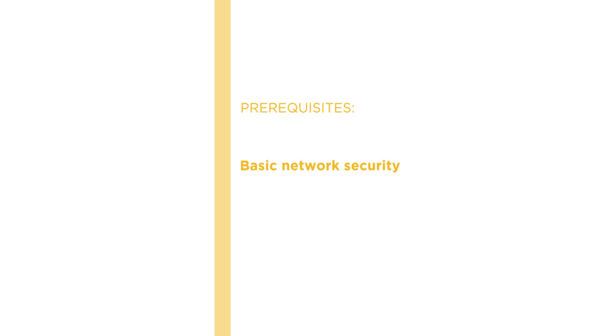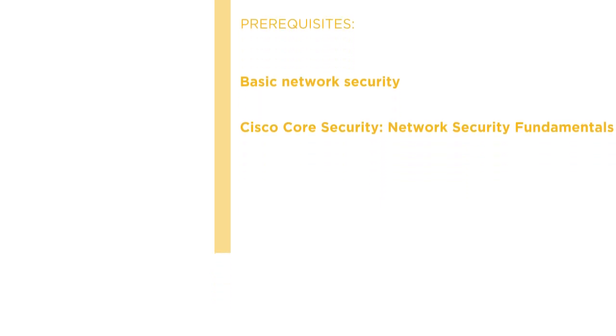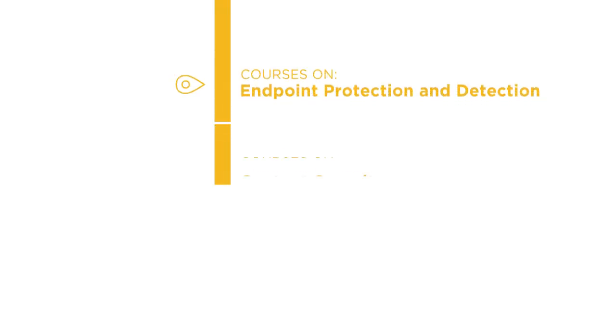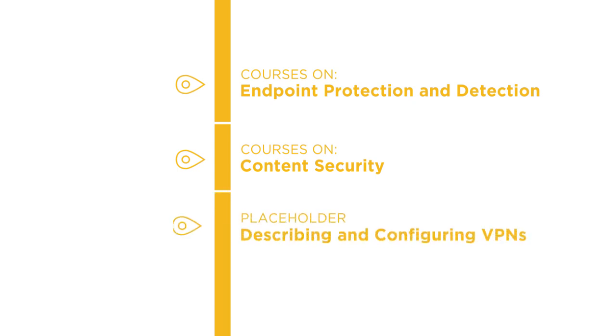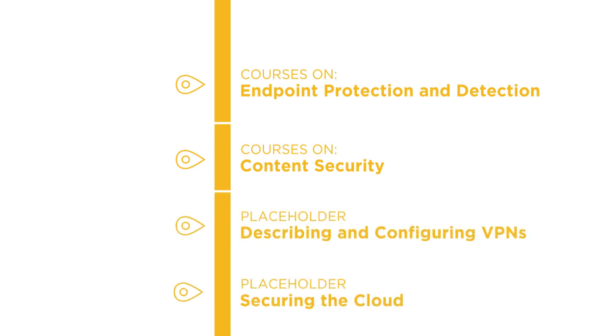Before beginning this course, you should be familiar with basic network security. The Cisco Core Security Network Security Fundamentals course will help get you up to speed. From here, you should feel comfortable diving into Cisco Core Security with courses on endpoint protection and detection, content security with Cisco Web Security Appliance and Cisco Umbrella, describing and configuring VPNs, and securing the cloud.